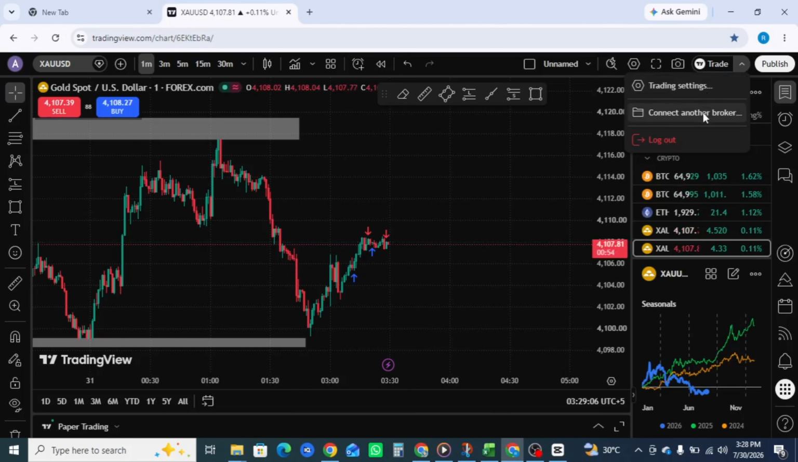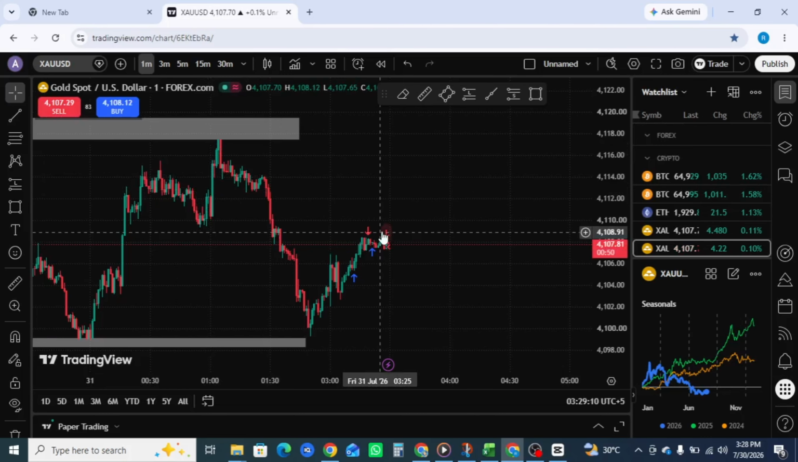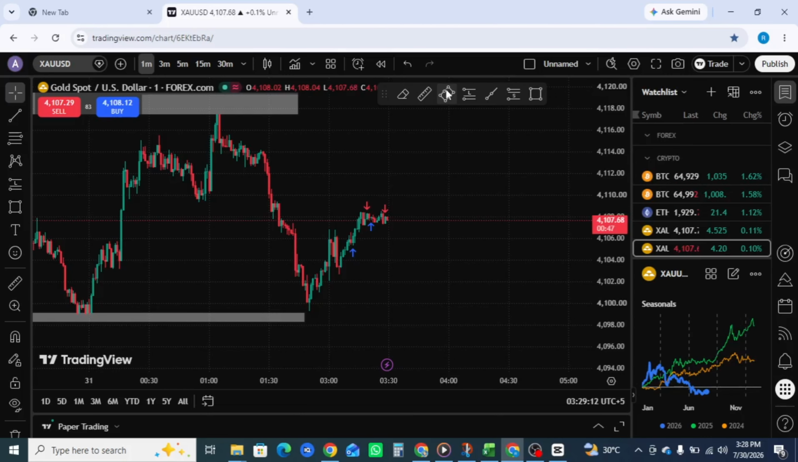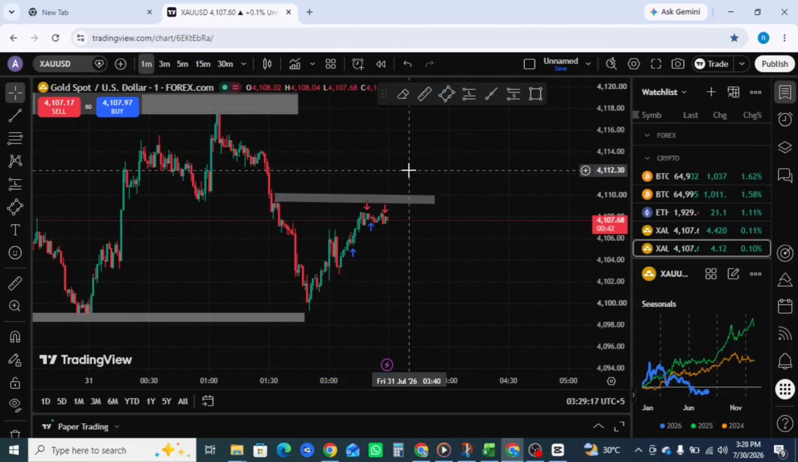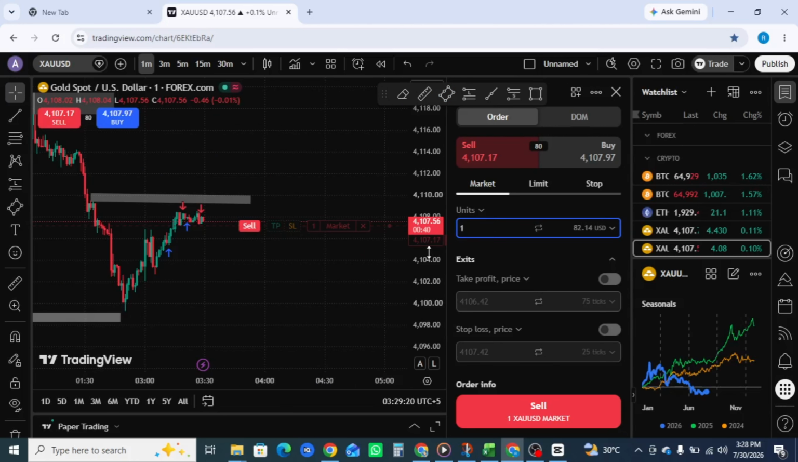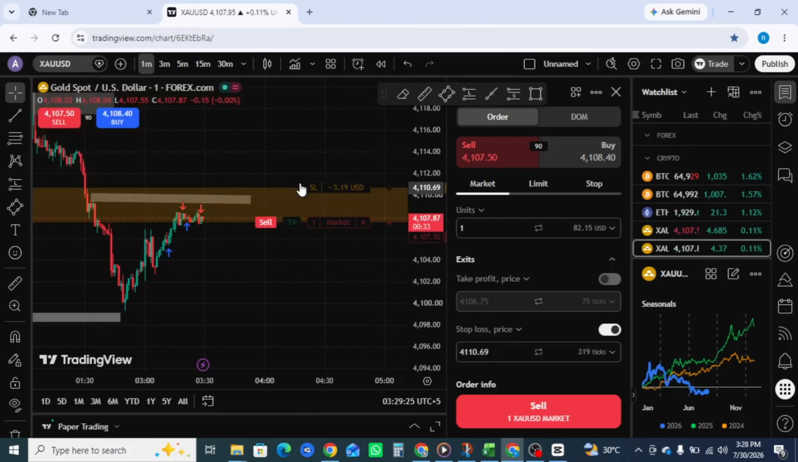Before we begin, make sure your paper trading account is connected. Open TradingView, sign in to your account, open any chart, and connect your paper trading account from the trading panel. Now choose the asset you want to trade. Analyze the chart and look for a bearish setup such as a downtrend, a rejection at resistance, or a breakdown below a support level. To open a short position, click the Sell button.